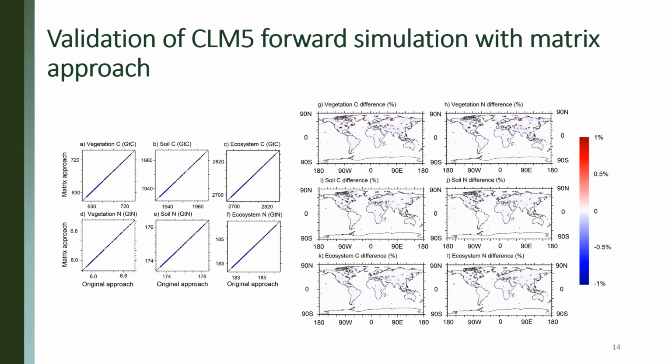Matrix representation didn't change the processes in the model, so results should be identical to the original model. We validated the matrix representation by comparing with the original model results. It's almost 100% identical. The maximum bias is only 1%.